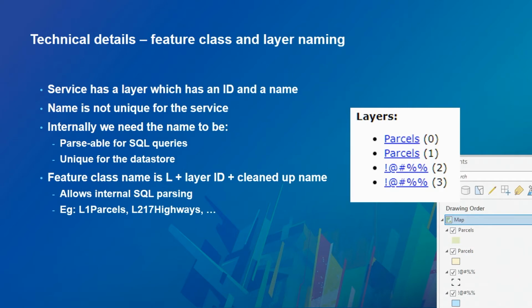So I have this example here on the left where I've published a service that has 4 layers. We have 2 layers that are both named parcels, and then 2 layers that just have complete sort of random characters for names. And when we clean those up in the data store, it becomes L0 parcels, L1 parcels, and then the other one would be L2 all underscores, L3 all underscores.